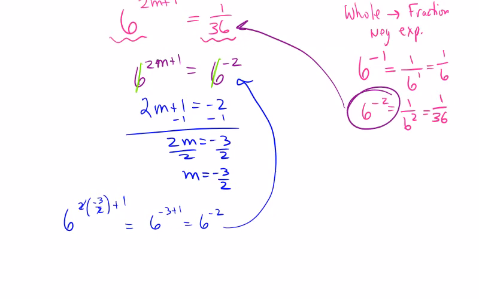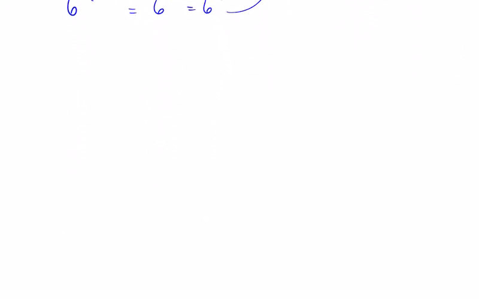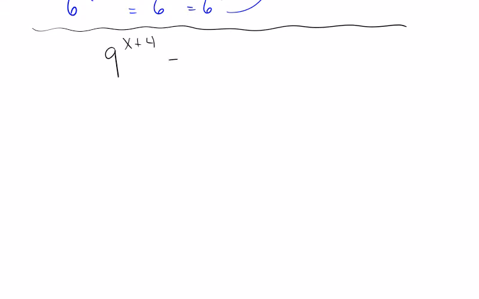All right, now, in all these cases we've done so far, either the bases have already been the same, or we've only had to change one side. Now we're going to look at what happens when we need to do a little bit more. So 9 raised to the x plus 4 equals 243 to the x minus 1.